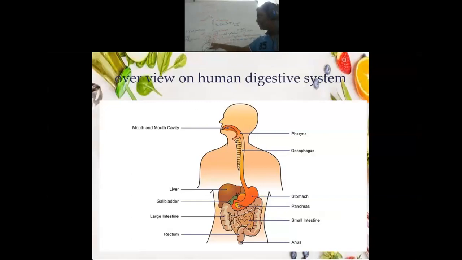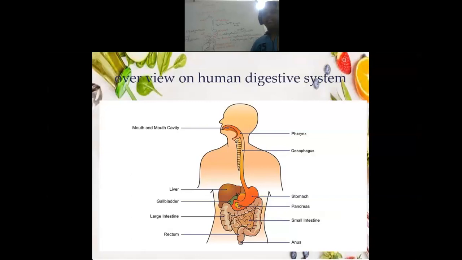And then when it reaches the small intestine, bile juice from the liver and pancreatic juice from the pancreas come in and mix with the food. When the food is in contact with bile juice and pancreatic juice, big fat molecules are converted into small fat molecules, and carbohydrates are converted to glucose with the help of amylase, proteins to amino acids with the help of trypsin, and emulsified fat to fatty acids and glycerol with the help of lipase.